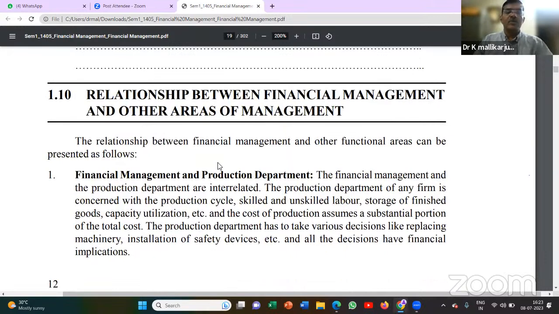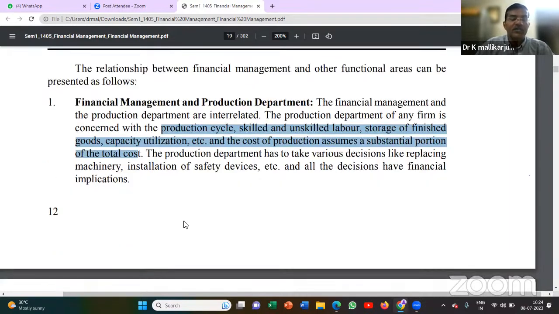The second thing is the relationship between financial management and other disciplines. Financial management is closely related to the production department. Why? Because the production department is a major department that produces the products, which are the major source of revenues. The production cycle requires skilled labor, unskilled labor, finished goods stock, and capital utilization. The production and finance departments work hand in hand on these matters.